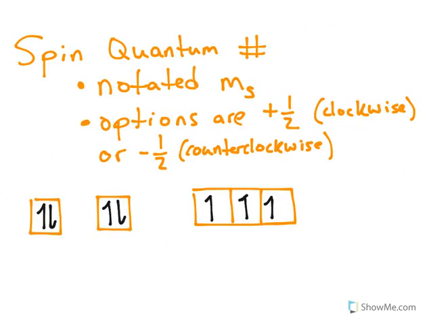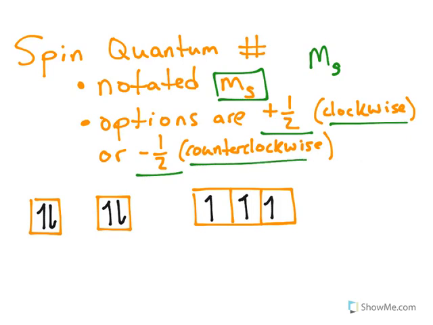The fourth quantum number is the spin quantum number. As the name implies, this is notating the direction of the spin of that particular electron. It's notated as M sub S, so M with a subscript of S, and your only options for this number are +1/2 or -1/2. Usually +1/2 indicates clockwise and -1/2 indicates counterclockwise rotation.